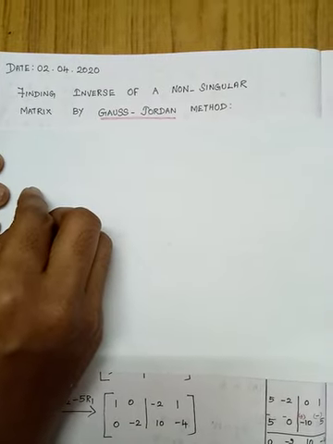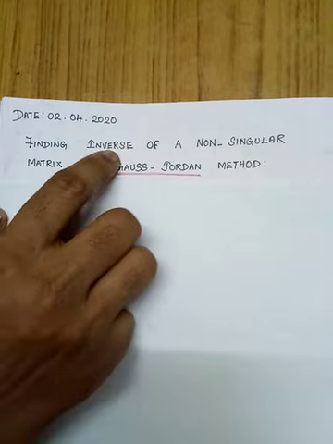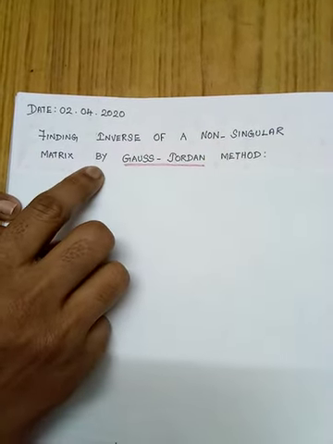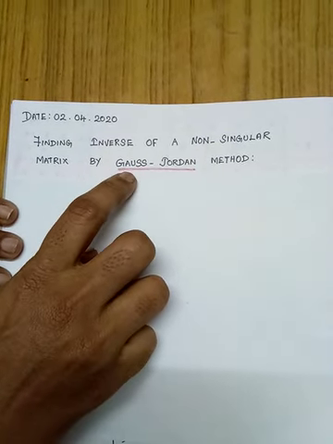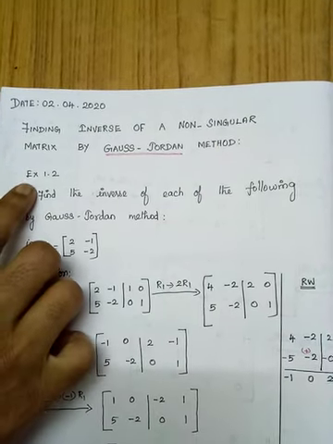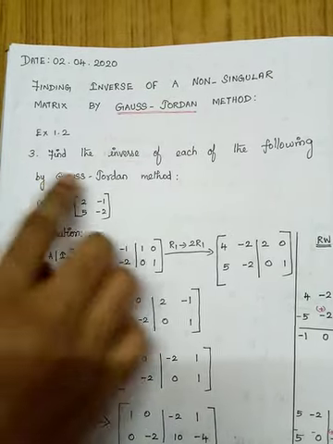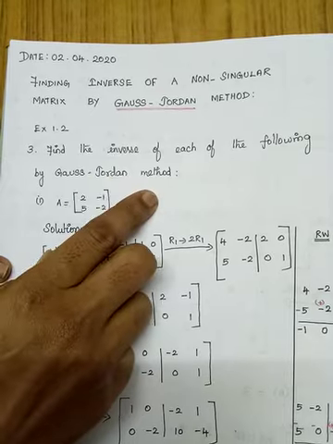Good morning, students. Today we are going to discuss how to find the inverse of a non-singular matrix by the Gauss-Jordan method. Directly, I'll move to the exercise. Exercise 1.2, third question. Find the inverse of each of the following by the Gauss-Jordan method.